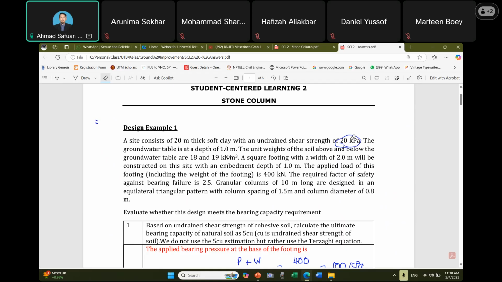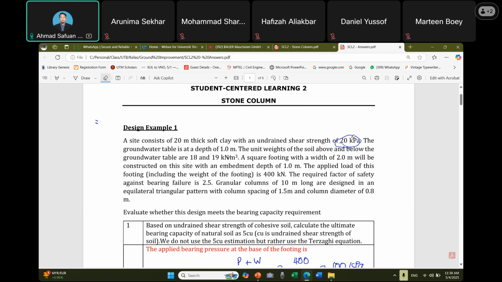So it means that for this case, they want to construct, for example, a structure with a square footing of 2 meter width and embedded at 1 meter below the ground. So the applied load of this footing is 400 kilonewton. The required factor of safety is 2.5.